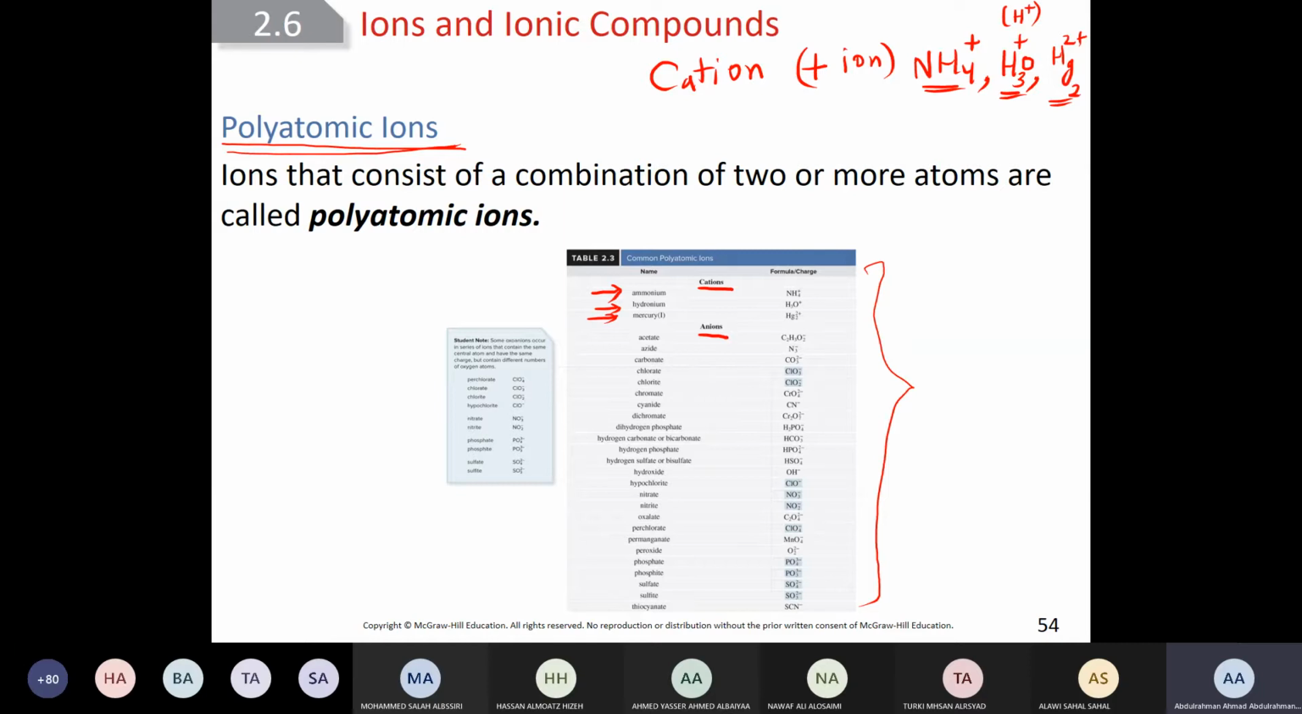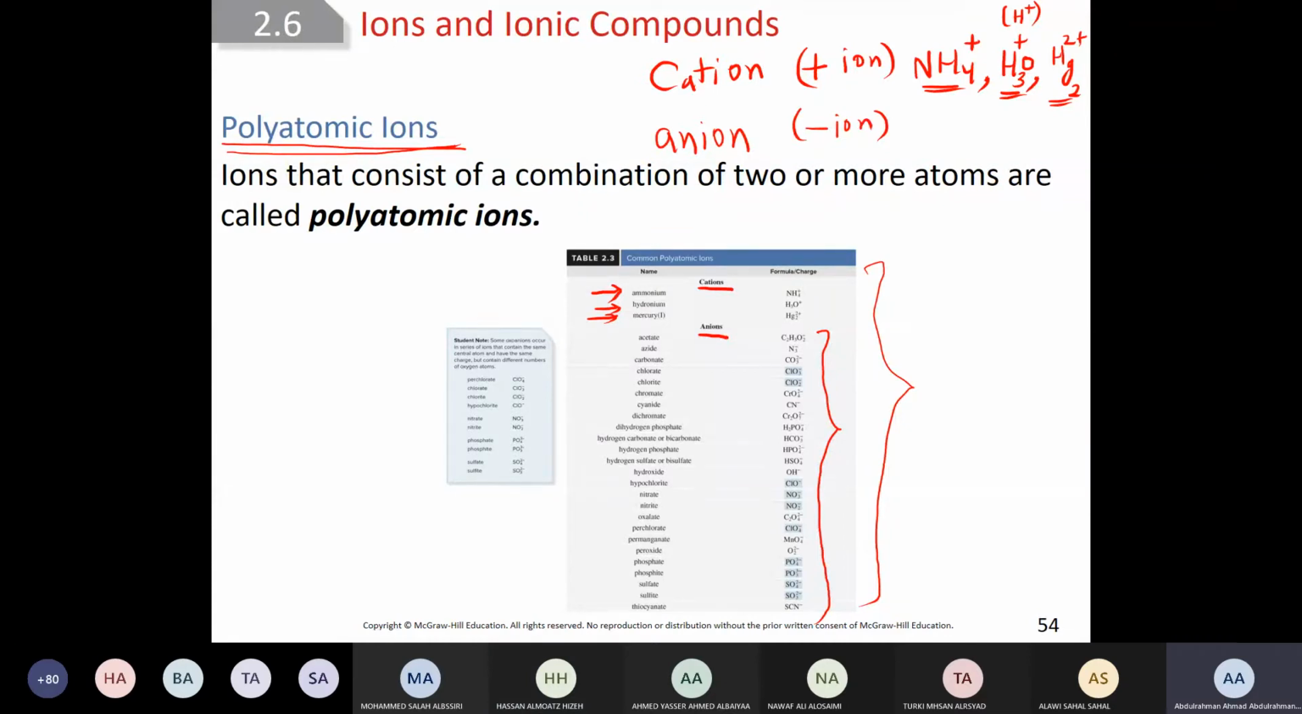There are also the negative ions, many, not one or two. You can see this whole table. I want you to memorize it extremely well. What are these called? Anions. What does anion mean? Negative ions. I want you to memorize the name of everything here.